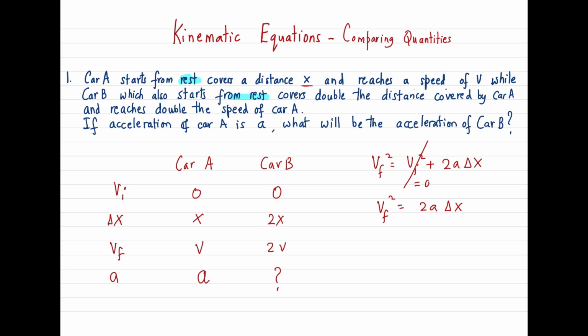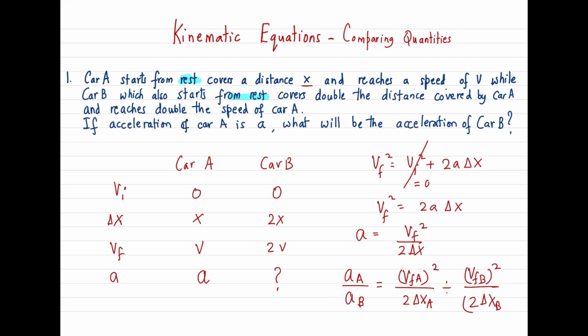Now again we'll look at the table. We can see that they have information about delta x in the problem, as well as information about Vf, and we want to find the acceleration. So we are going to rewrite this equation in terms of acceleration. Acceleration will be Vf square over 2 delta x. And then we can write acceleration of car A over acceleration of car B equal Vf square, that is Vfa for car A over 2 delta x for car A. So I'm just going to write for car A first, then we need to divide. We can see that there is a division here. So we'll put divide Vfb over 2 delta xb.